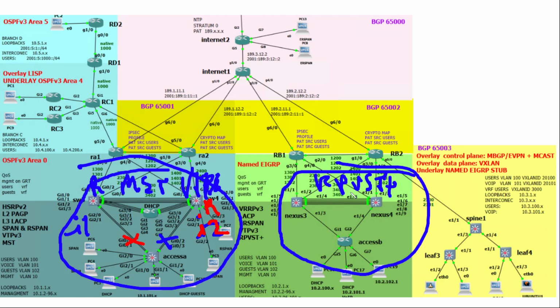And we are going to do the same here for VLAN 102. This port will be in blocking state, discarding state, and this switch will be the root. And for all other VLANs, VLAN 100, VLAN 101, and VLAN 10, we are going to place this port in discarding state, and this will be the root for the spanning tree protocol. So let's configure that.